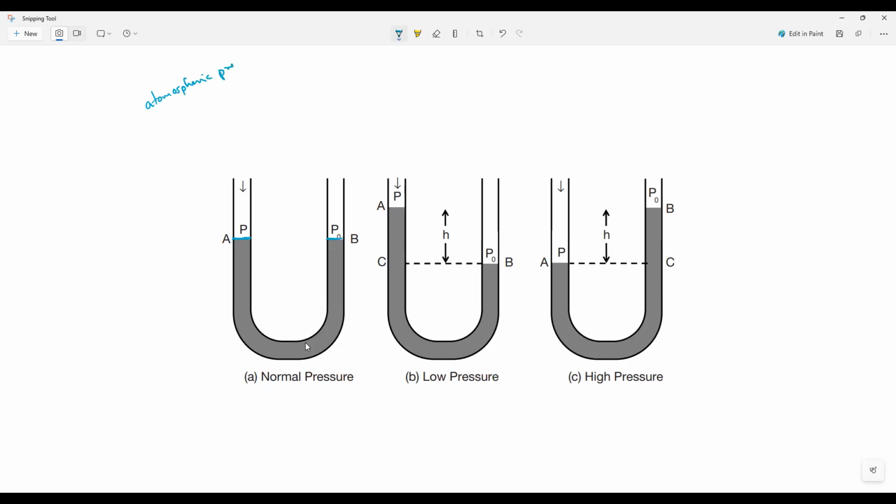Atmospheric pressure, I am taking as P0. That is the symbol I am using here. So when the pressure inside this tube, the liquid pressure, is equal to atmospheric pressure, both the columns of liquid are at the same height. That is indicating normal pressure.